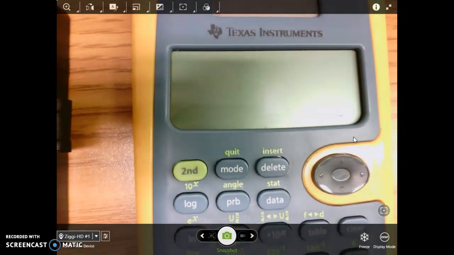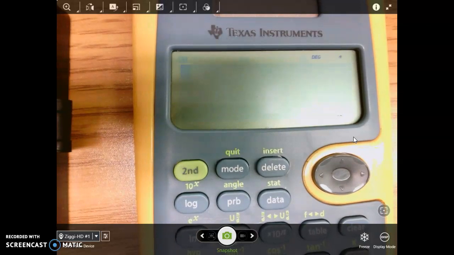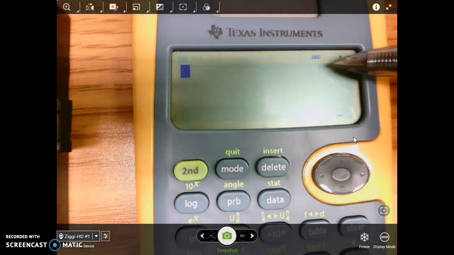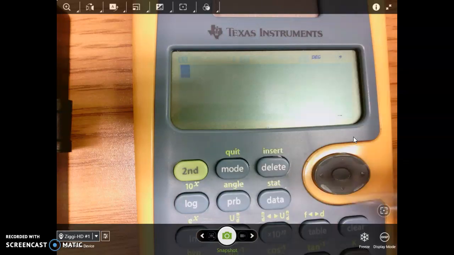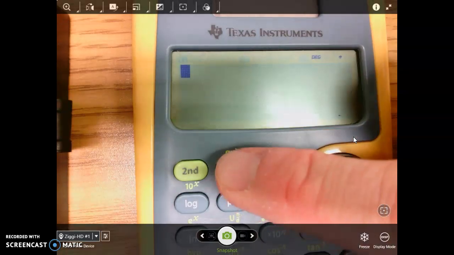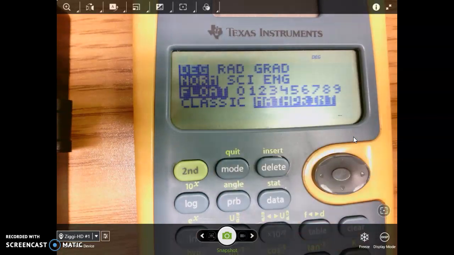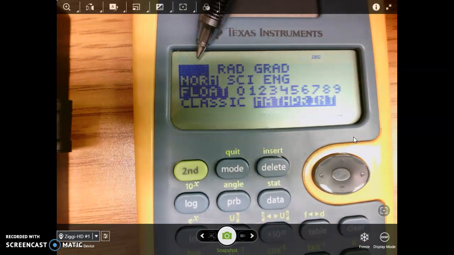If I turn it on, you'll notice that right up at the top, it says DEG. That means you're in degree mode. Your angles are read as degrees. Now, if that reads something else like RAD or GRA, radians or gradients, then you need to go to the mode button on your calculator, right here under the quit function, and you'll notice right along the top, we are in degree mode. These are other ways to measure angles that will give you a wrong answer if you're in these modes.